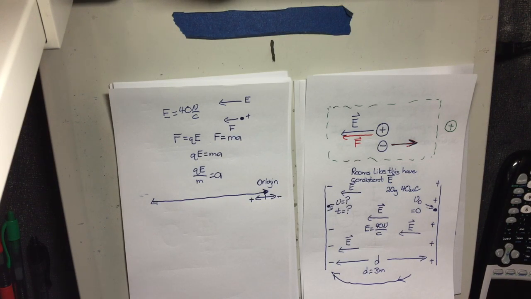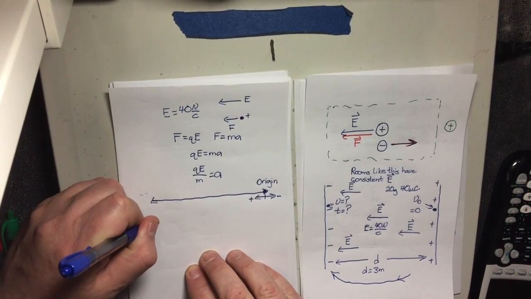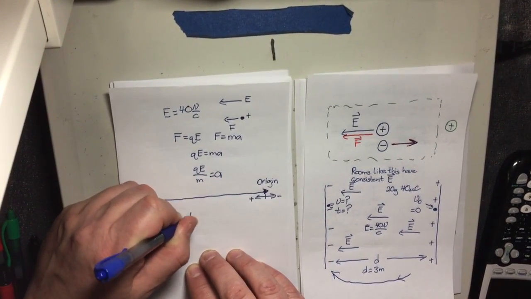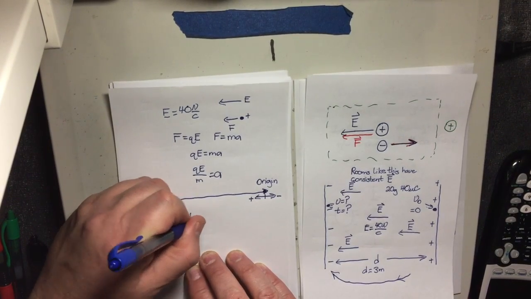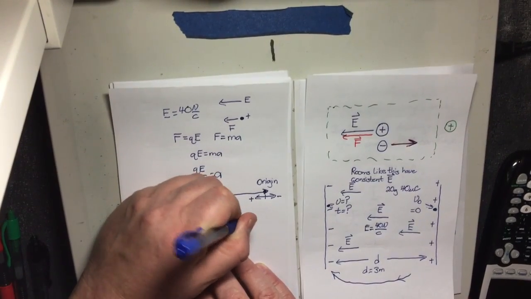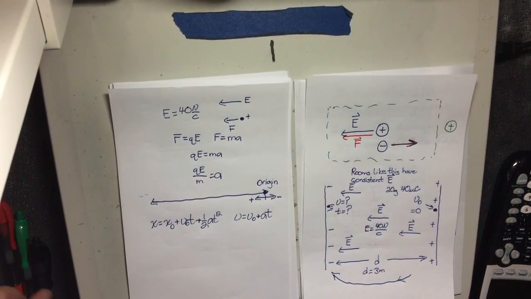In 2D motion, don't do that. Up is positive, down's negative, left's negative, right's positive. Keep it consistent. But for 1D, you can kind of get away with it if you announce it. It's a 1D motion problem. And then we do what we've always been doing.